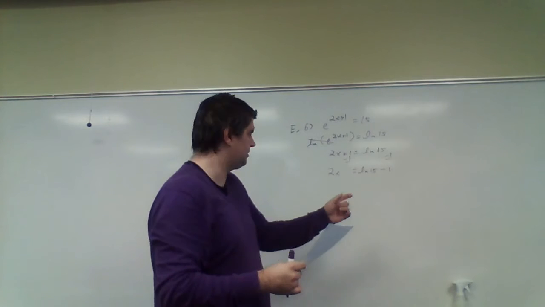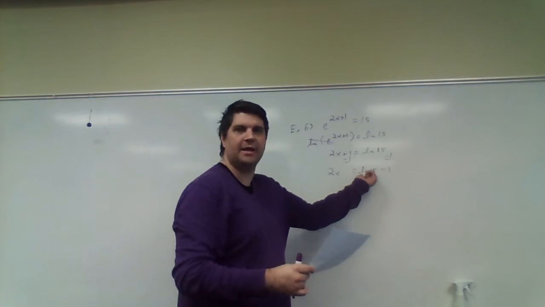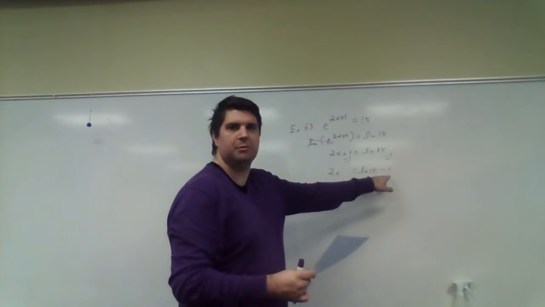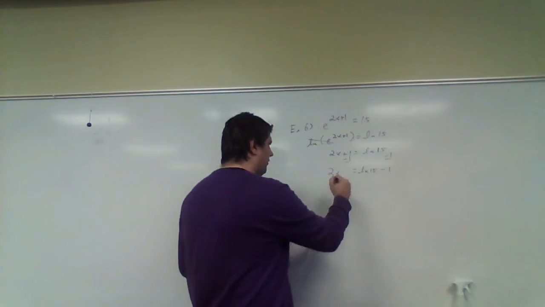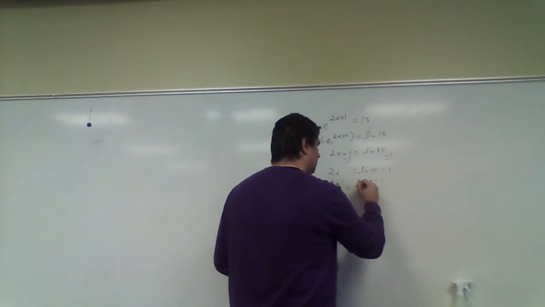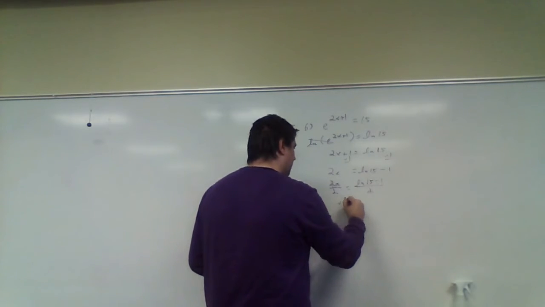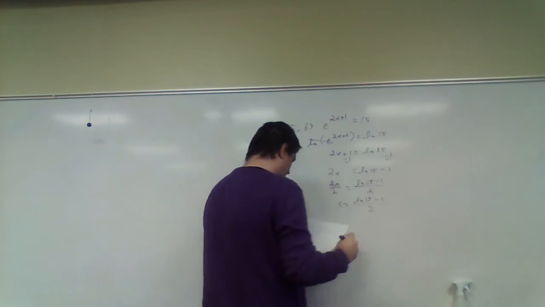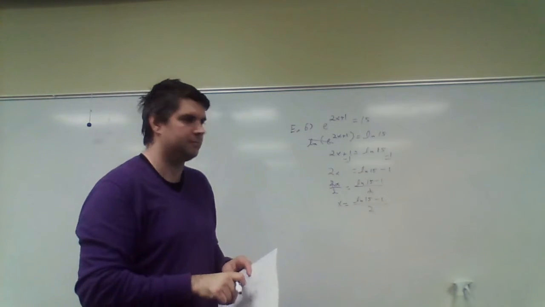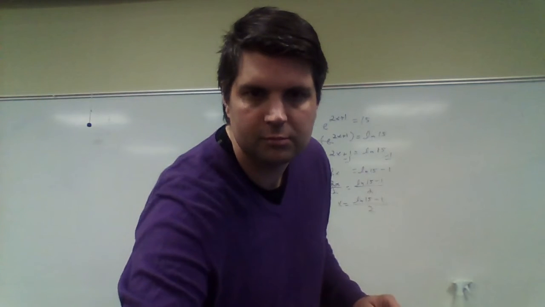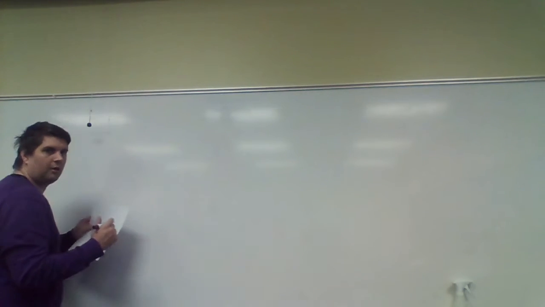Don't combine these. The natural log of 15 is irrational, 1 is rational. They don't combine, so you have to keep them separate. Next, you'll divide by 2. So x equals the natural log of 15 minus 1, all over 2. And that's the exact solution. All right. This problem is going to take a lot of time.